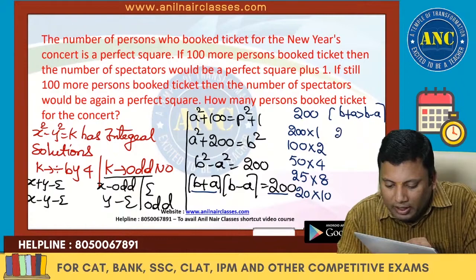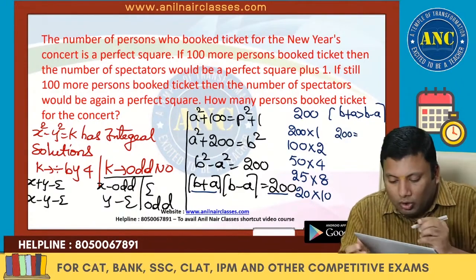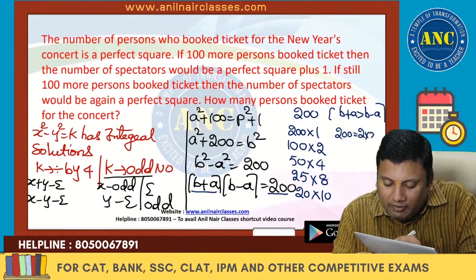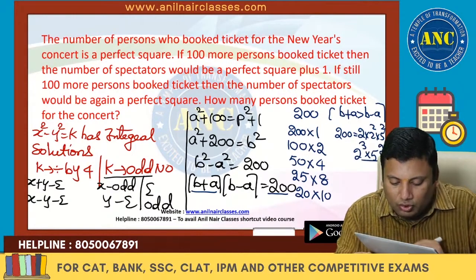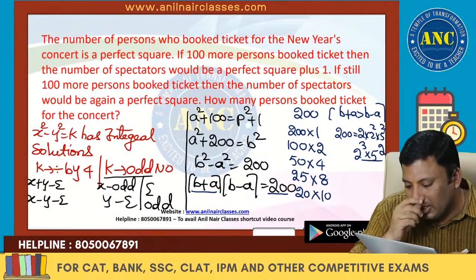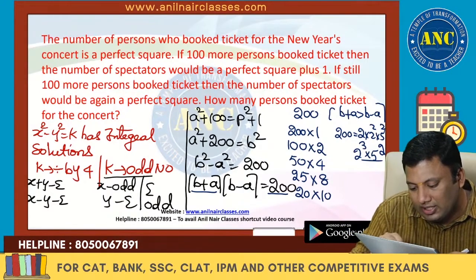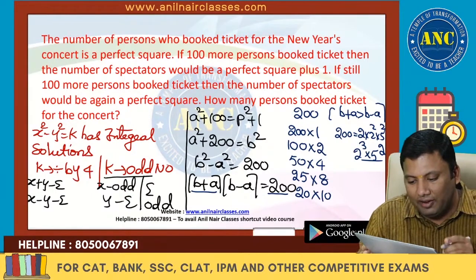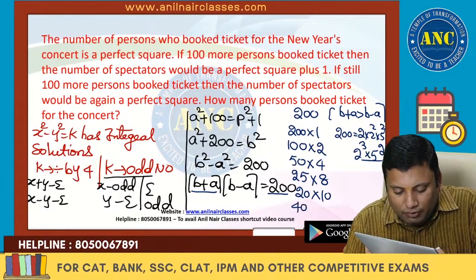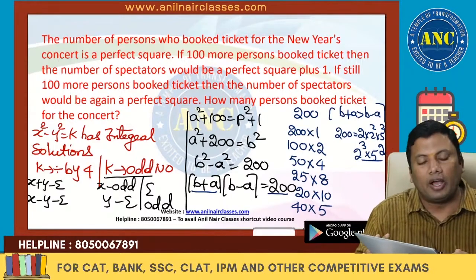200 is 2 into 100, which is 2 square into 5 square, which is 2 cube into 5 square. So 4 into 3, total 12 factors I should get. 2, 4, 6, 8, 10. That means one more factor is missing: 5 into 40. I hope it is clear.